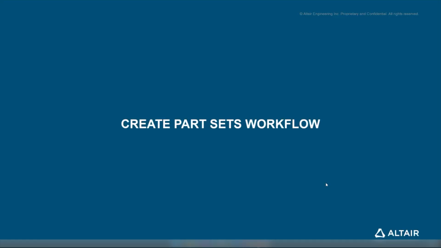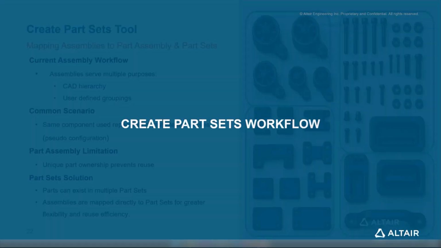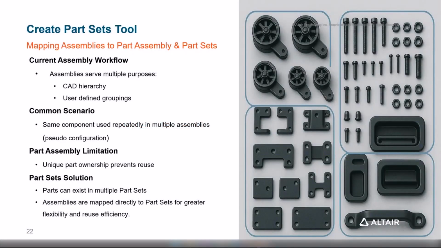The next feature is the create part sets workflow. Another new feature that we have made for version 25.1 is the create part set tool. This tool is very useful for the transition to the part workflow. Currently, the assemblies are used for capturing the CAD hierarchy and for user groupings. This tool takes the assemblies and turns them into part sets. A common scenario is that assemblies have the same component repeatedly used in multiple assemblies. Part assemblies do not support this use case, and part sets do. Hence, that is why assemblies will be mapped to part sets.